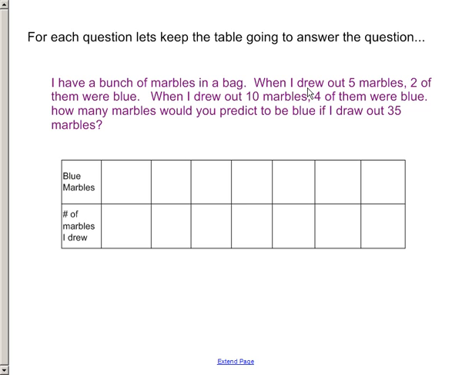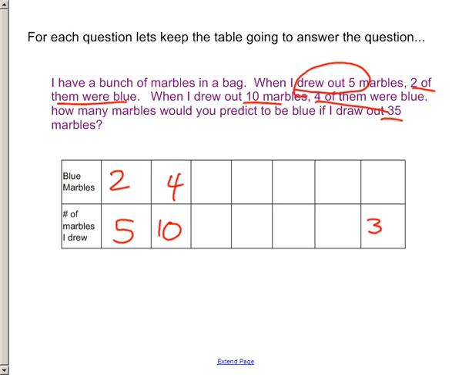Okay, now remember, order really matters. It says when I drew 5. So does it go in this category or this? This says number of marbles I drew. This is how many were blue. So even though this is first, it doesn't go here automatically. We have to look at the labels. So I drew 5, and then it says that 2 were blue. So 2 were blue there. Then when I drew 10, so put that here, 4 were blue. How many marbles would you predict to be blue if I drew 35? So I'm going to put that here. Let's fill in the rest of the table.